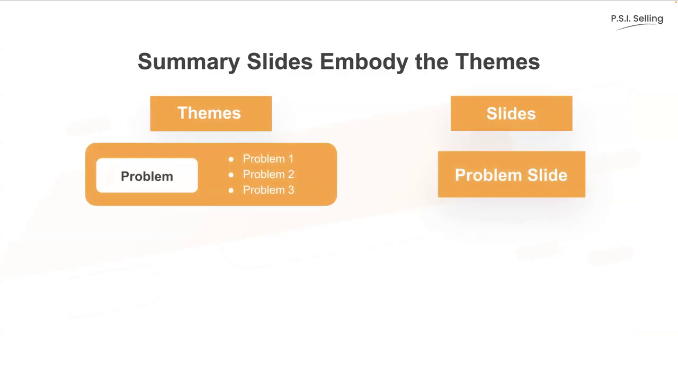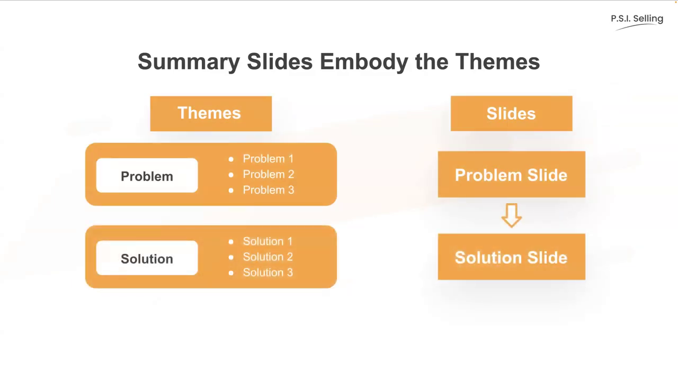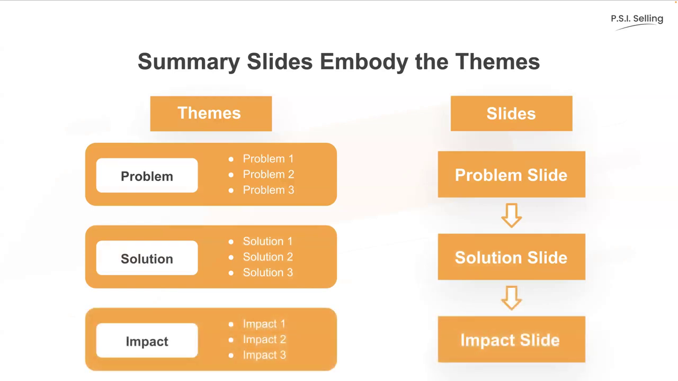Those go on the problem slide. We've got our 3 solution themes. Those go on the solution slide. And we've got our 3 impact themes. Those go on the impact slide. Right? So we've got 3 slides in our summary slides, and they duplicate that kind of progressive flow. The problem slide sets up the solution slide, which sets up the impact slide. And right there in 3 slides, you've captured the essence of your product's value.